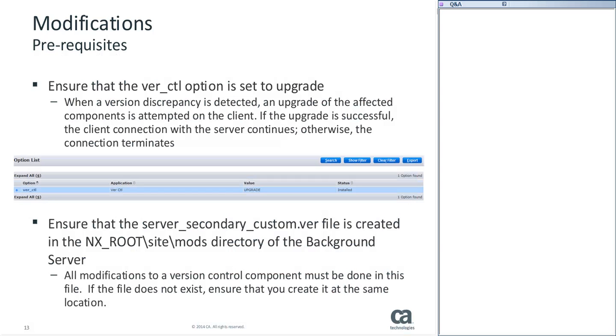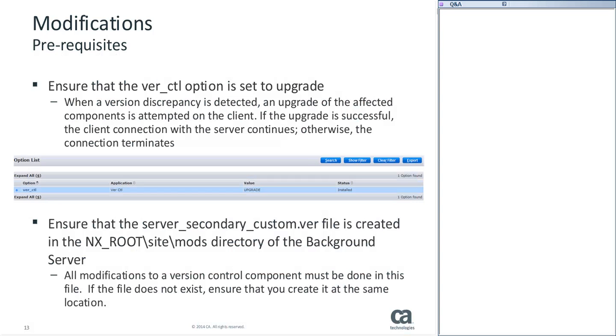So a little bit of background, right? In advanced availability, in order to sync modifications across your architecture, there are a couple of prerequisites. One is we need to ensure that the ver control option is set to upgrade mode within Options Manager. Basically this is the engine behind the scenes that's going to help us sync the modifications across the architecture.